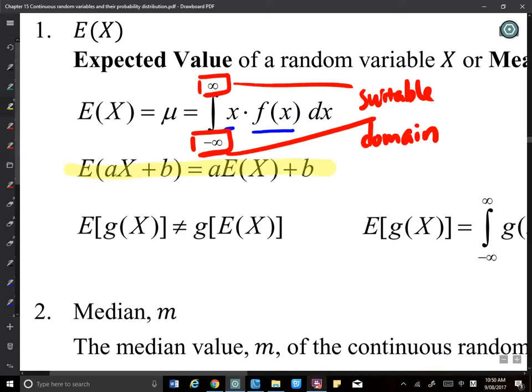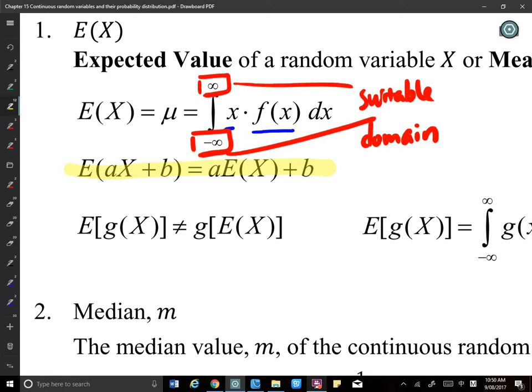Very lucky we still have that formula here. That doesn't change. That is still the same as for the discrete probability function. If it's a linear transformation, you still have a times expected x plus b.